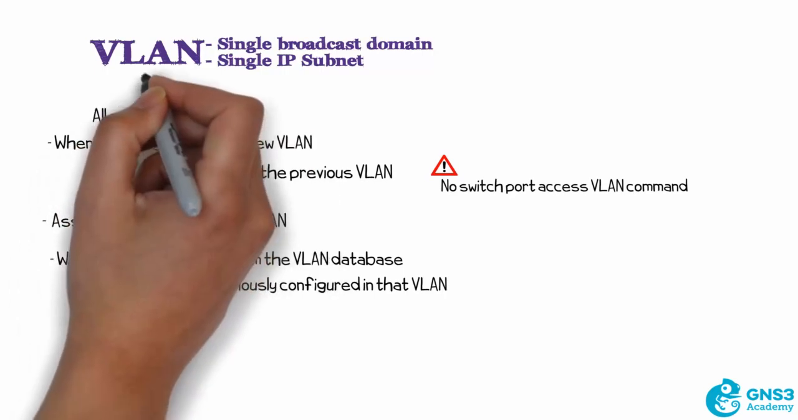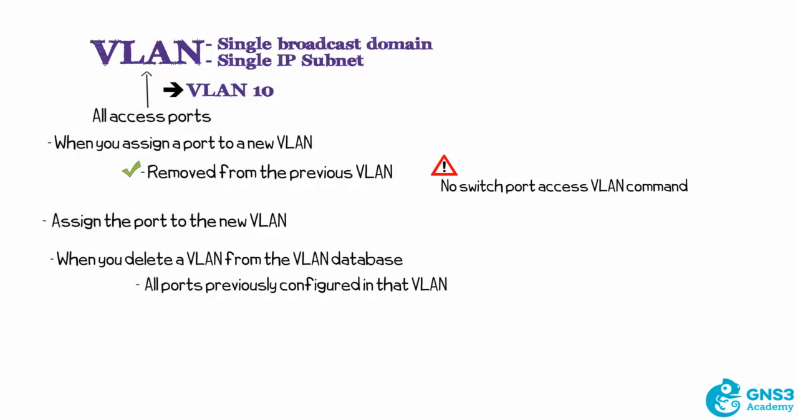Remember that all access ports configured in a VLAN, such as VLAN 10, where the VLAN doesn't exist in the VLAN database, will be error disabled by the switch. For a port to belong to a VLAN and function properly, that VLAN must exist in the VLAN database.